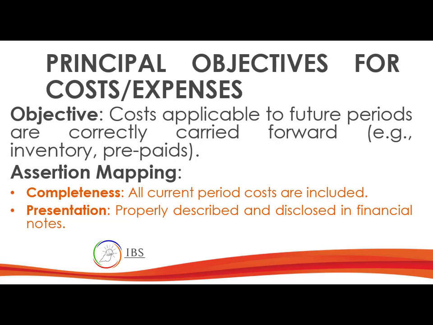As you can see, these are the overall objectives of payroll costs and expenses. Costs applicable to future periods are correctly carried forward, especially on inventory increase. Completeness, all current period costs are included, which means all those expenses that are supposed to be included this period have been recorded this period. Presentation, properly described and disclosed in the financial notes. Just want to emphasize that completeness is the major assertion that we need to test here. Same with liability.